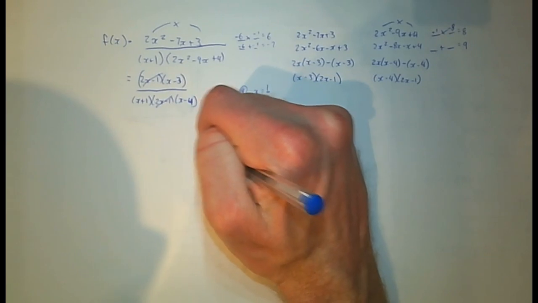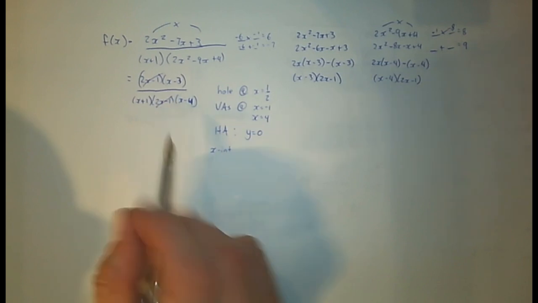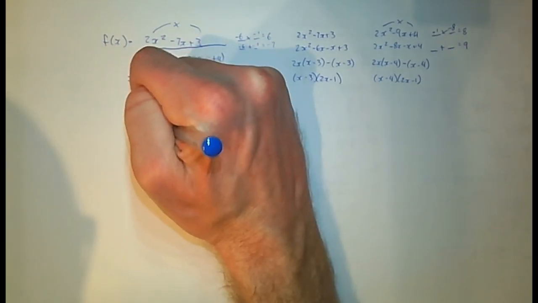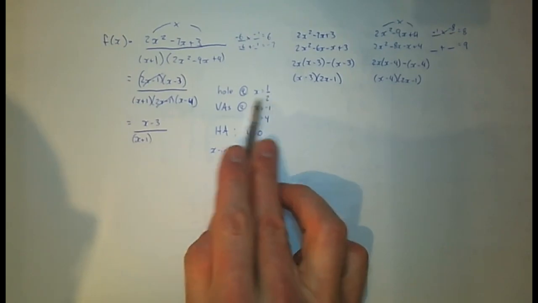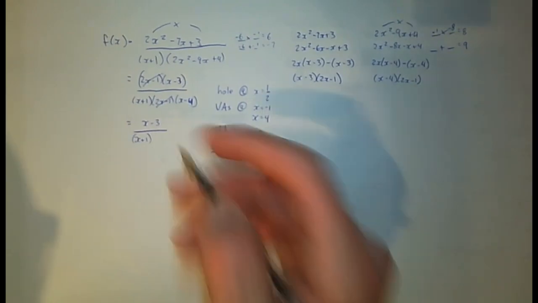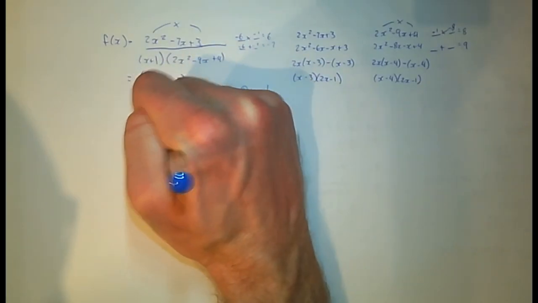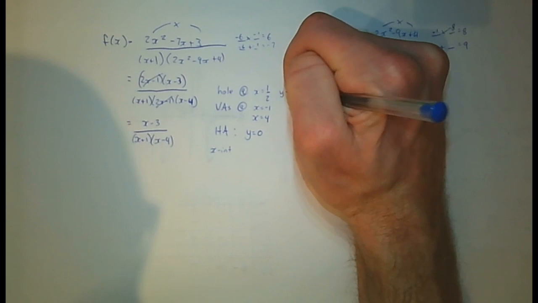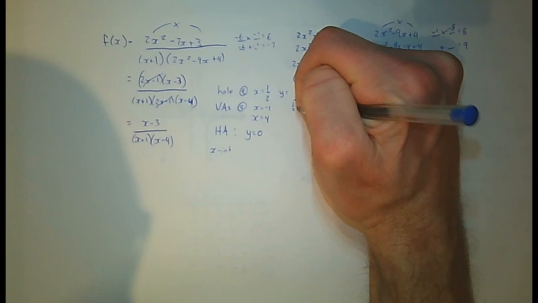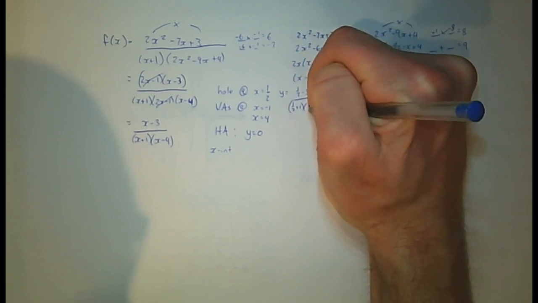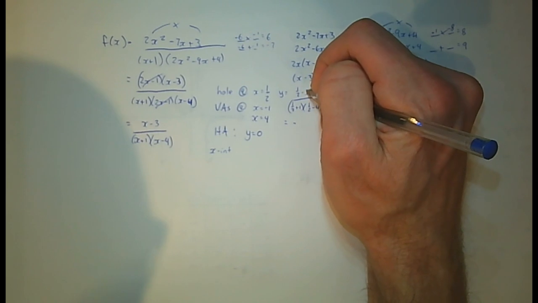So the x-intercepts are going to be anything that makes the numerator 0, right? Now we consider this graph in its simplified form. We just have to remember that when we get to the hole, we consider that point does not exist. In fact, we should find the y-coordinate that goes with that. So let's do that as well. So the y for this is going to be equal to 1/2 minus 3 over 1/2 plus 1 times 1/2 minus 4, which is going to be minus, what is that?